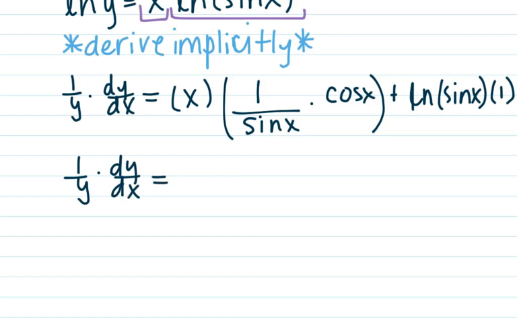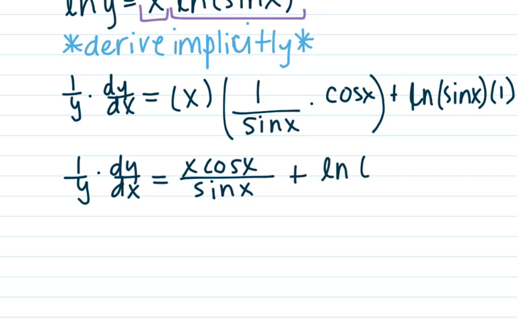equals, alright, what's going on here? So we're going to get x cosine x on the top of our fraction. We got sine x in the denominator. And then the second piece, there's not much to do. We can just basically drop the 1. So we're going to have plus natural log of sine of x.